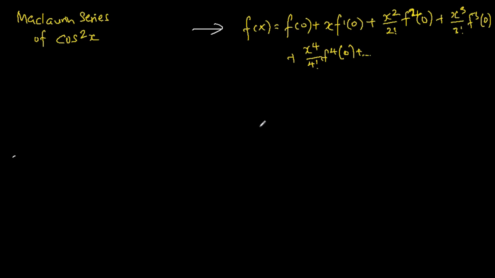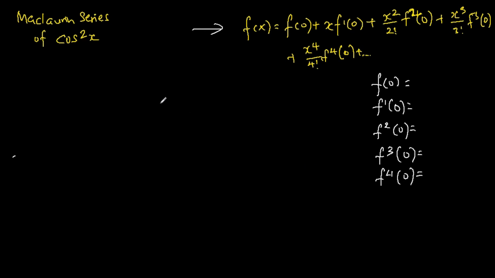So let us begin by solving this problem. Before we are able to express the Maclaurin series, we have to first find the following: the function evaluated at x equals 0, the function differentiated one time and evaluated at x equals 0, the function differentiated 2 times at x equals 0, the function differentiated 3 times at x equals 0, and the function differentiated 4 times at x equals 0. So we shall now begin by finding the Maclaurin series.